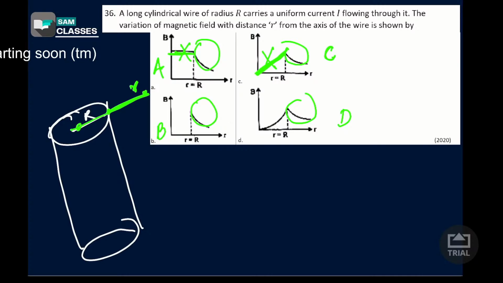Neither, it is constant. So what will it be? Will it be D or will it be C? Talk about linear.